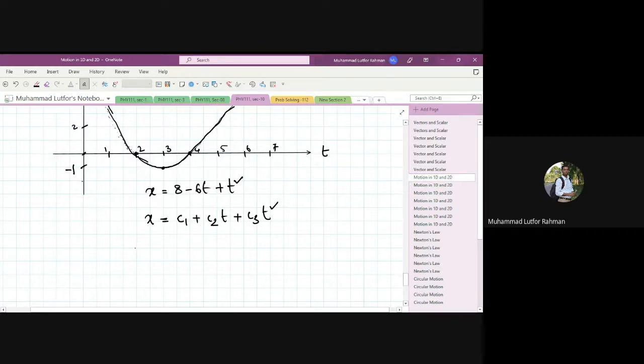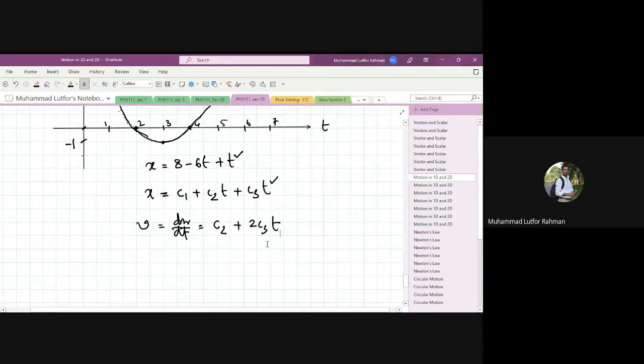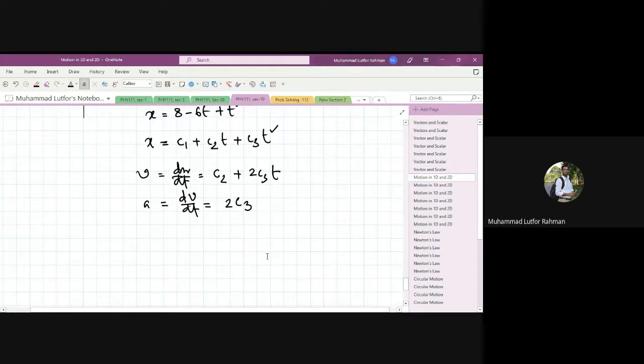To find out, first I'm going to find the velocity. That would be dx over dt, which I can write, since c1, c2, and c3 are constants. If I take the derivative of c1, that should be 0. I'll find c2 plus 2 c3 times t, right? What about a? a would be dv over dt. The c2 is again 0. It would be basically 2 c3, right? Now I'm going to find these quantities at t equal to 0 seconds. If I plug in t equal to 0 seconds, this one will be cancelled out because it's 0.